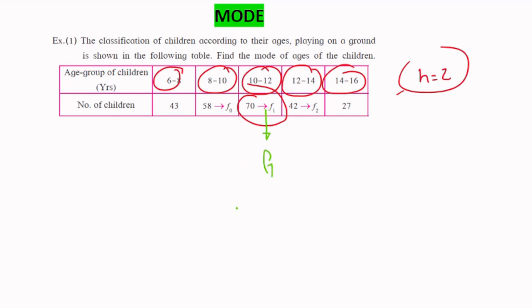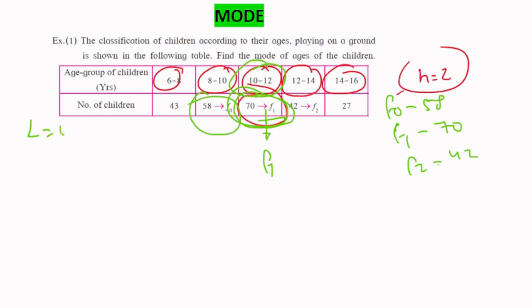So this is f1. Just before f1 we have f0, which is 58. Let's write all the values: f0 is 58, f1 is 70, and f2, next to f1, is 42. Now what is capital L? The lower limit of the modal class. Which one is the modal class? As stated, the class with the highest frequency f1, which belongs to 10 to 12. So the lower limit of 10 to 12 is 10.